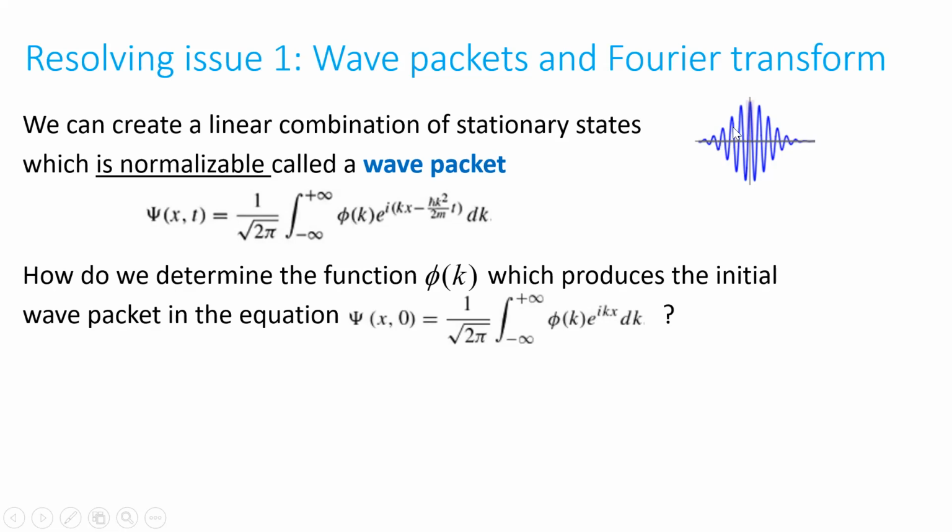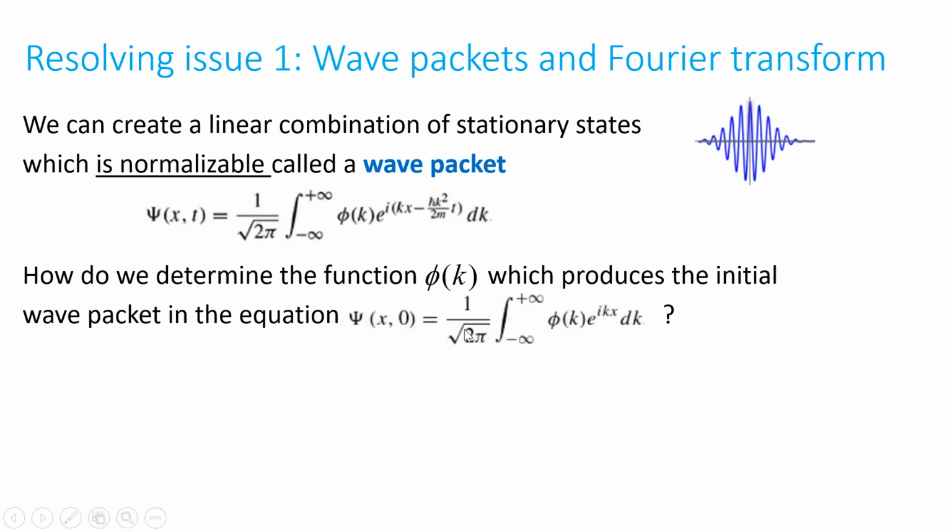We may have a particular wave packet in mind, but how do we determine how to create it? What components, what stationary states, and what weight should they have to create a given profile of our initial wave packet? So how do we determine the function phi k, which produces the initial wave packet in the equation psi of x, 0 is 1 over square root of 2 pi integral from minus infinity to infinity phi k e to the i kx dk.